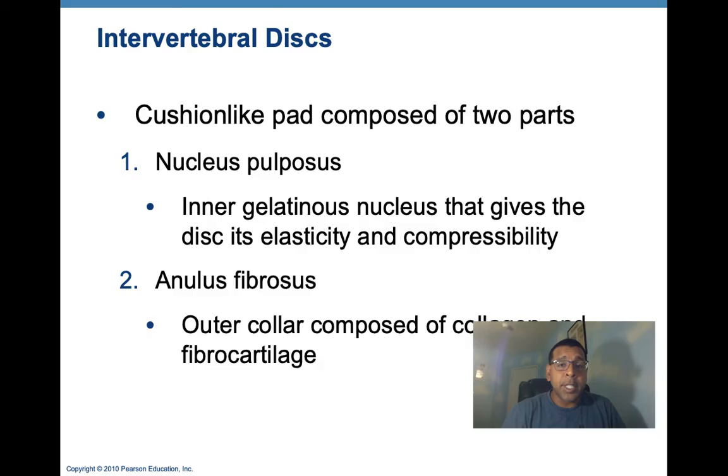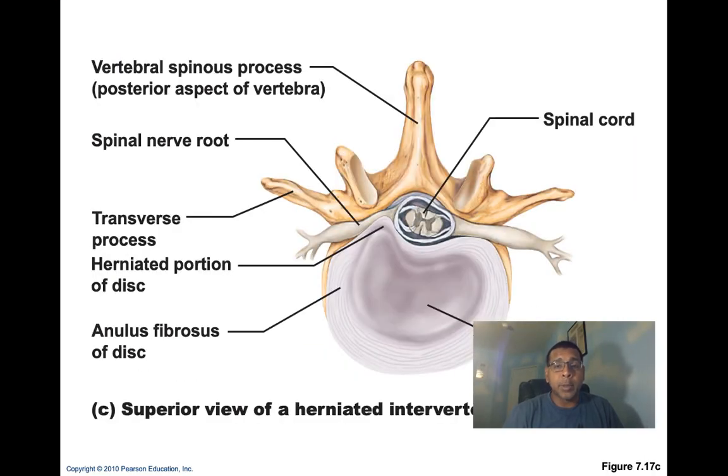Next then we have the intervertebral discs. Now when we talk about these intervertebral discs, they are cushion-like pads that are going to be composed of 2 major parts. These 2 major parts will include first the nucleus pulposus, and second, the annulus fibrosus. This nucleus pulposus is the inner gelatinous nucleus that gives the disc its elasticity. And then here, the annulus fibrosus is the outer collar that's composed of collagen and fibrocartilage, as we have mentioned.